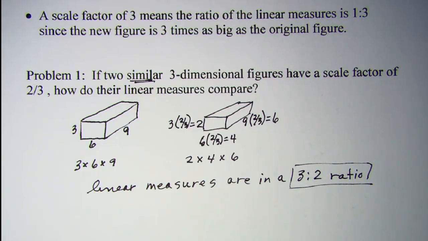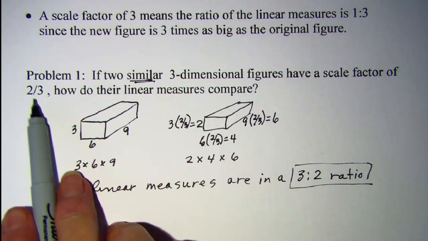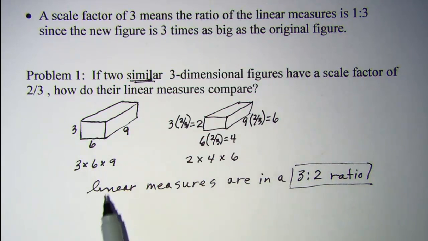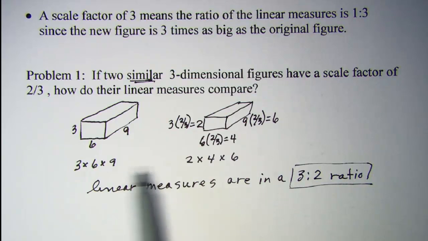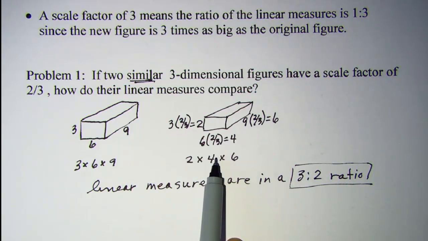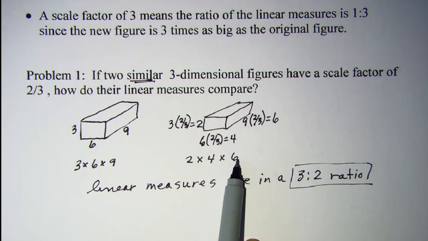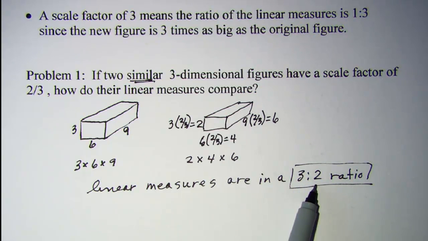Which is what we said earlier by just doing the reciprocal of the scale factor. But we can see 3 to 2. We can also take 6 to 4, and that reduces to 3 to 2. And then 9 to 6 also reduces to 3 to 2. So the linear measures are in a 3 to 2 ratio.